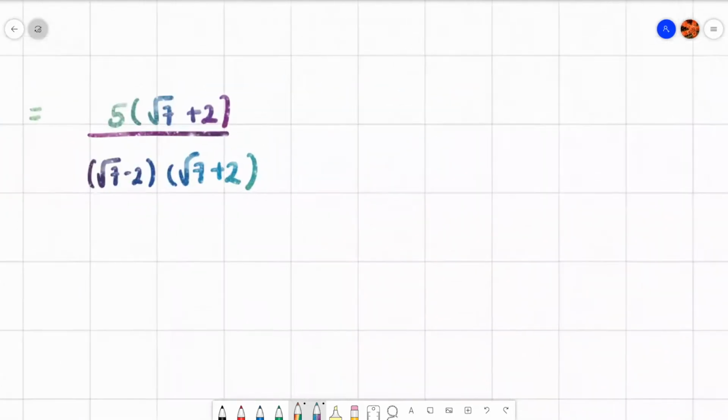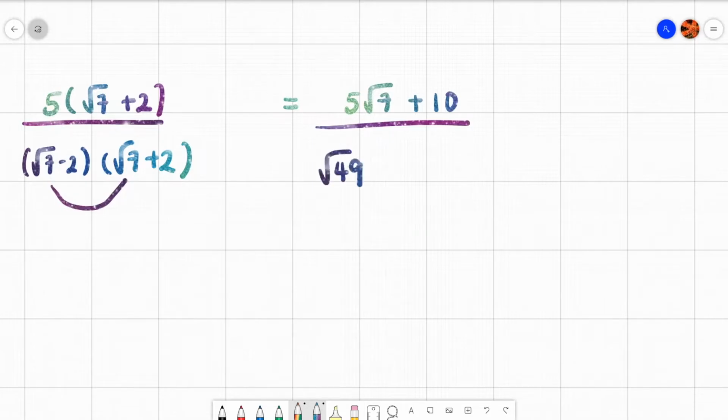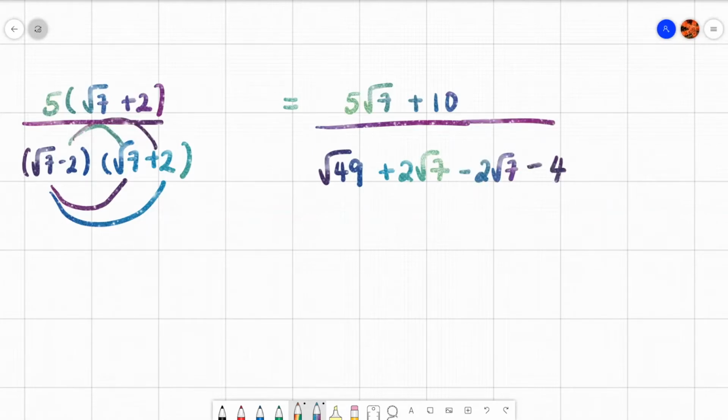Okay, so let's times this out. So top one's nice and simple and straightforward. 5 times root 7 is 5 root 7, and 5 times 2 is 10. Okay, the next one, root 7 times root 7 is root 49. Root 7 times 2 is plus 2 root 7. Minus 2 times root 7 is minus 2 root 7. And then we've got minus 2 times 2, which is minus 4.